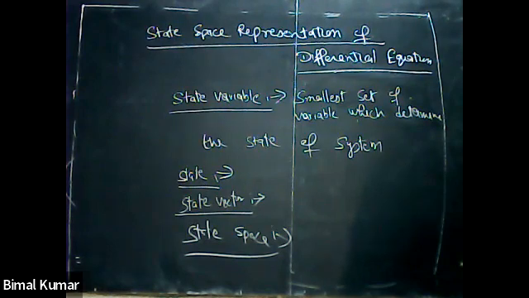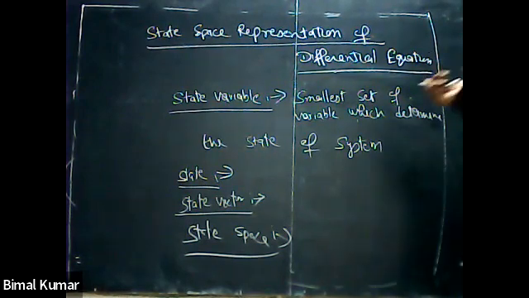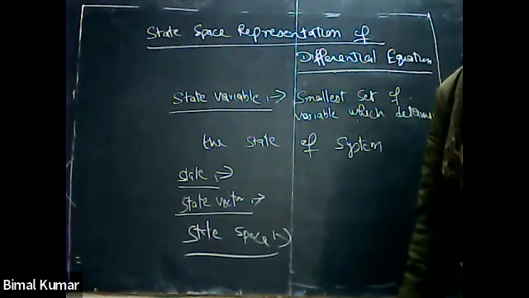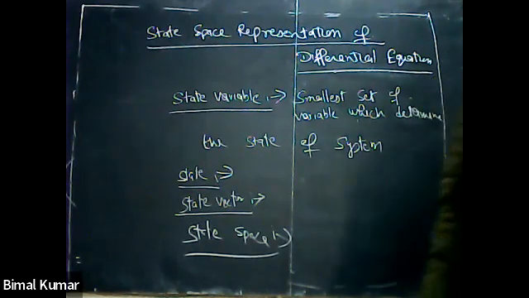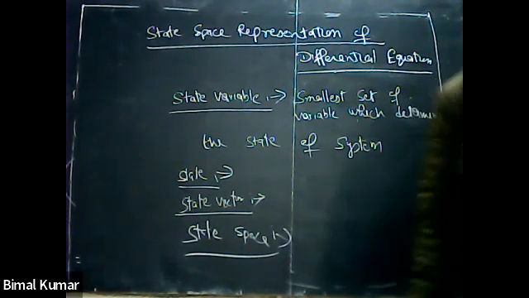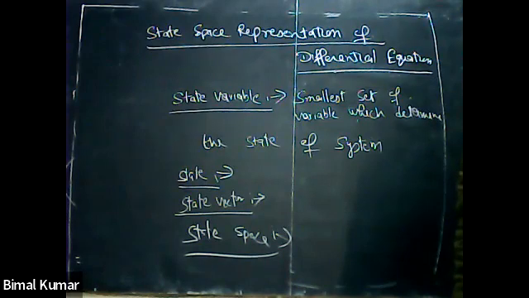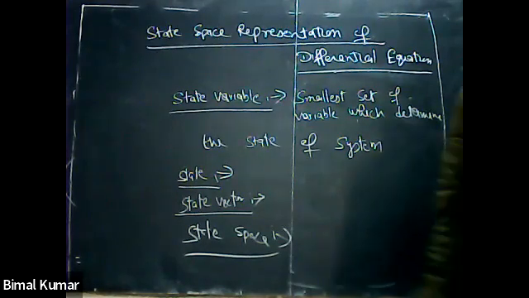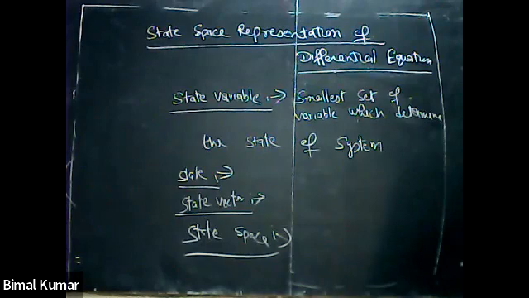Then what is state? If we have that smallest set of variables, and in addition to that we have initial condition, that means the values at t equal to t naught, then with the help of those two, the smallest set of variables and the initial condition, we will be capable of calculating the state of the system at t greater than t naught. That will be known as state.